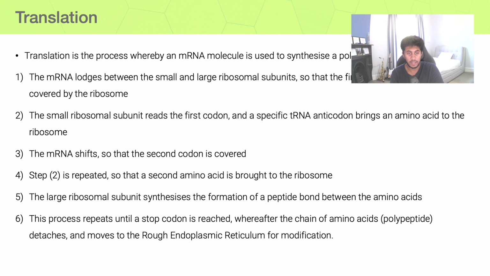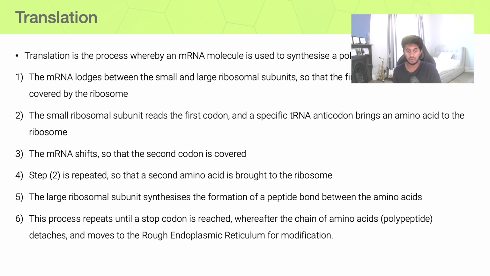So firstly, the mRNA, which has already been spliced, lodges between the two subunits of the ribosome so that the first set of 3 bases, which is known as a codon, is covered by the ribosome. The small subunit reads the first codon, and a specific tRNA anticodon is brought with an amino acid to the ribosome. The mRNA then shifts 3 bases across so that the second codon, or second set of 3 bases, is covered. Step 2 is then repeated again, so a second amino acid is brought to the ribosome.